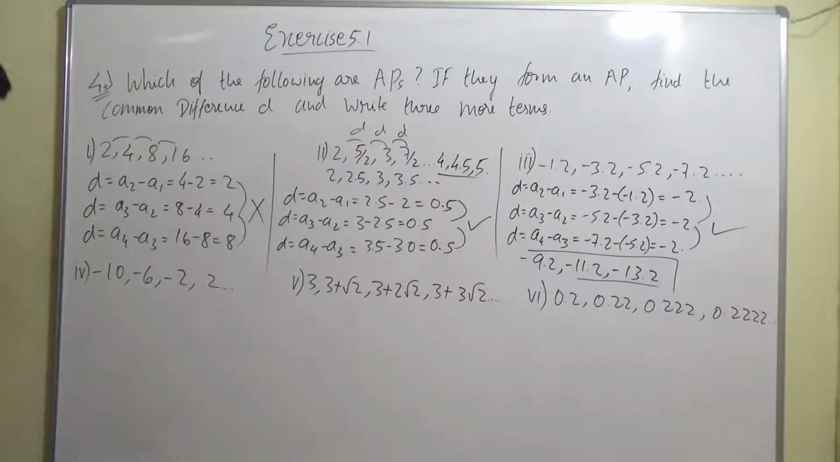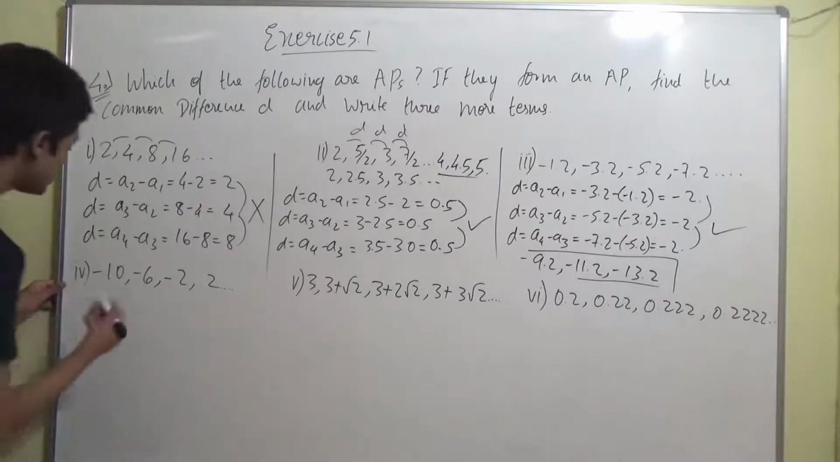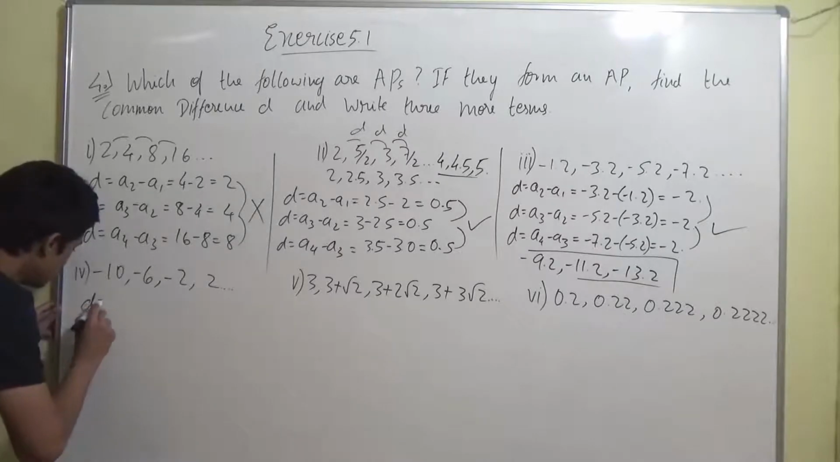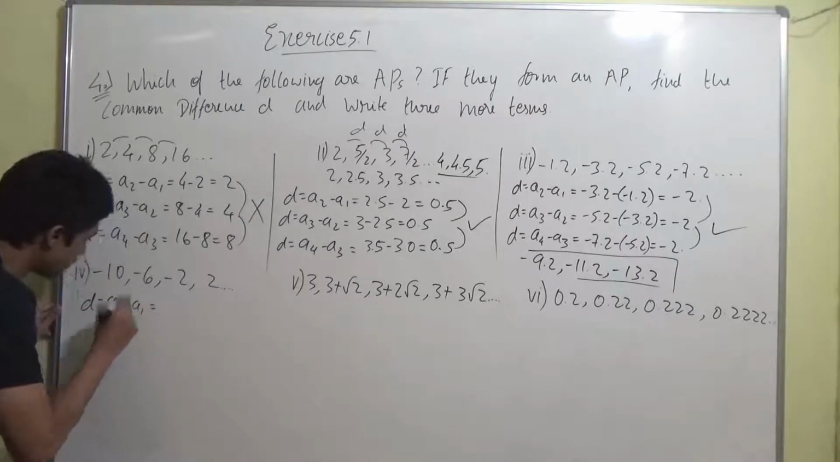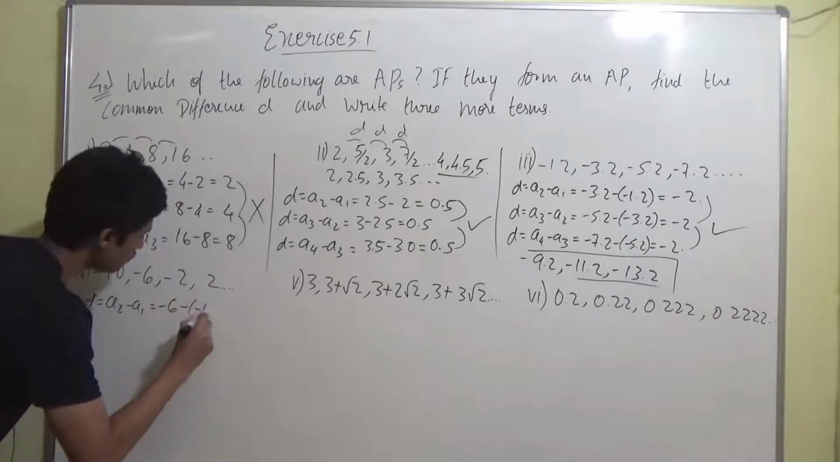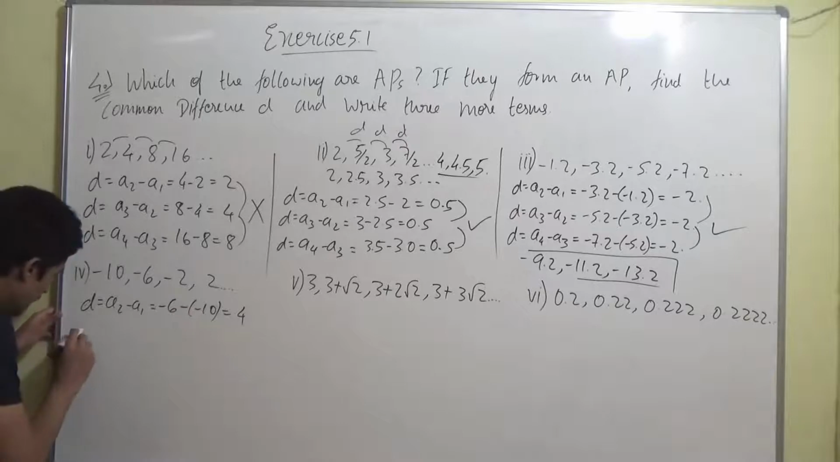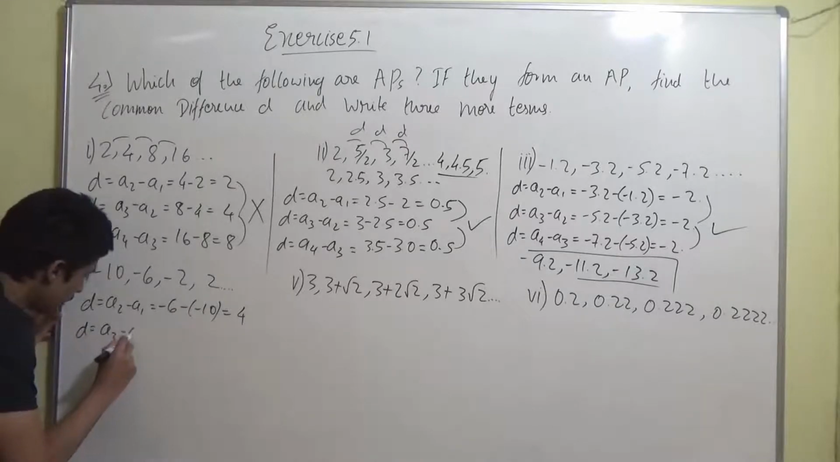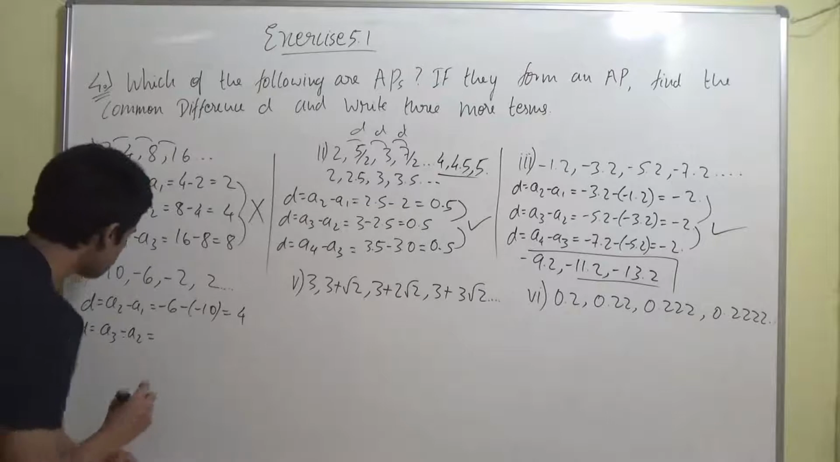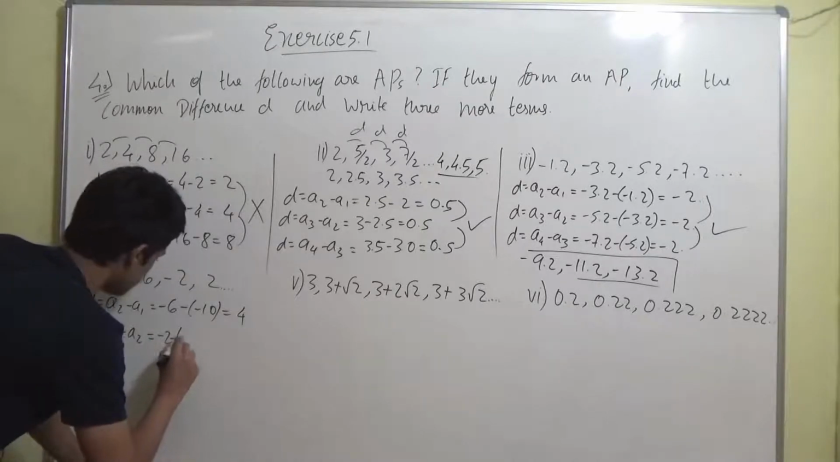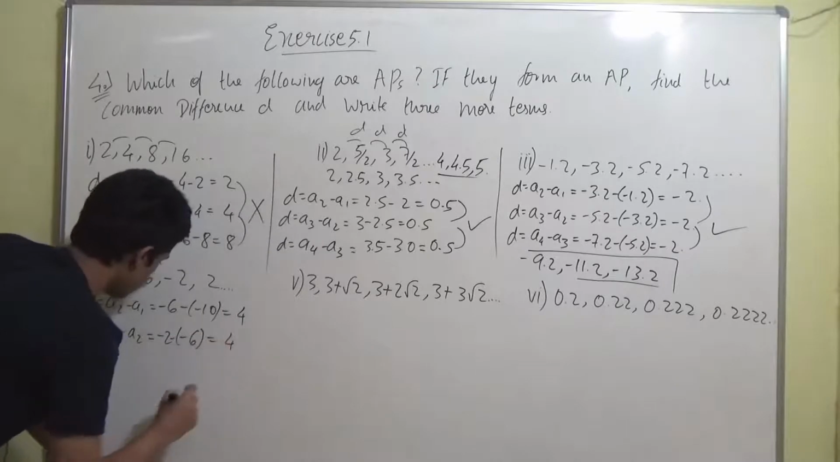Now let's go to the 4th sub question, guys, sorry, right? Now if you see here, it is minus 10 comma minus 6 comma minus 2 and so on. Now let's find the D. D equal to a2 minus a1. In this case it will become minus 6 minus of minus 10. This becomes plus 4, right? Now let's find D equal to a3 minus a2 equal to minus 2 minus of minus 6 equal to 4.